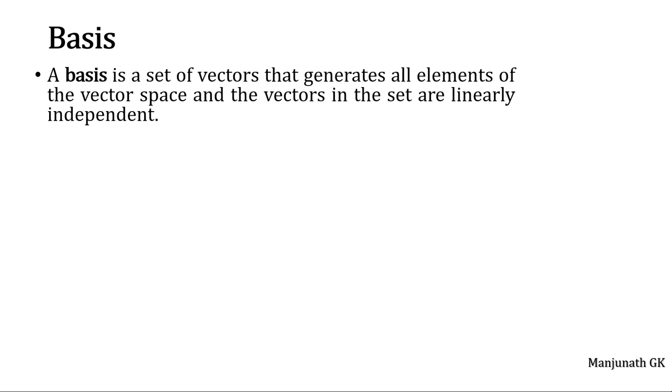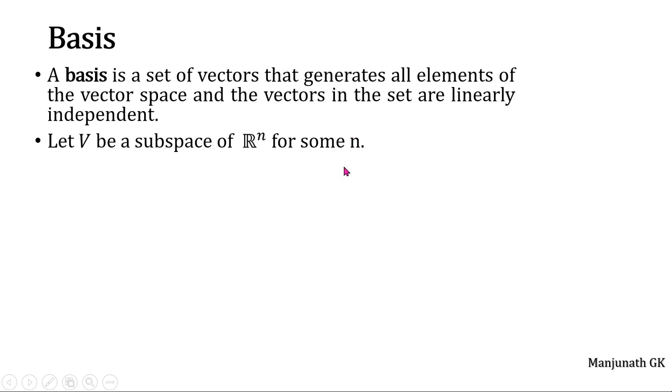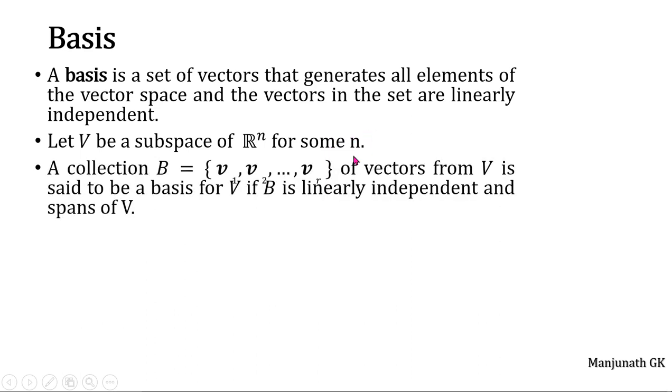A basis is a set of vectors that generates all elements of the vector space, and the vectors in this set are linearly independent. Let V be a subspace of n-space for any value of n. A collection B, equal to vectors v1, v2 and so on up to vr from V, is said to be a basis for V if B is linearly independent and spans V. Let us explain these three statements with proper examples.